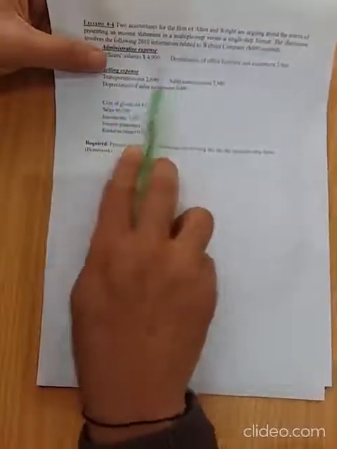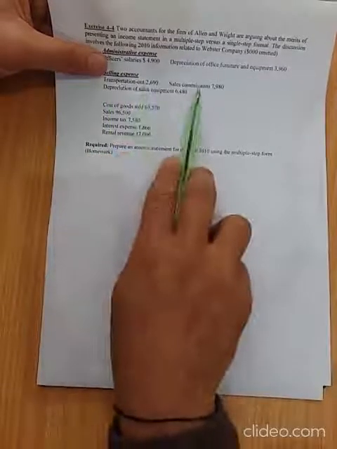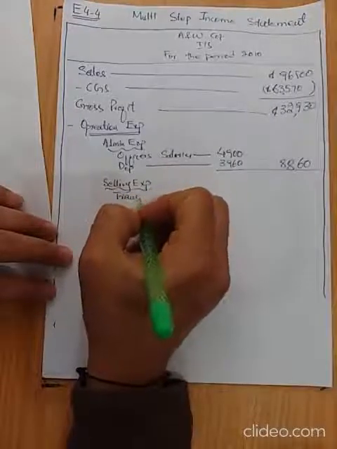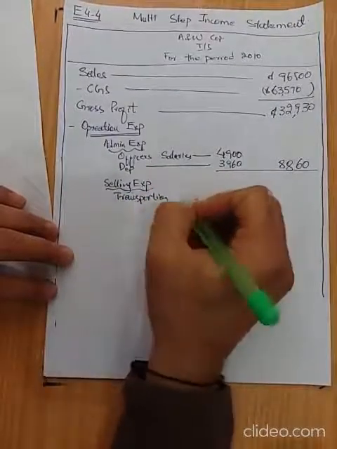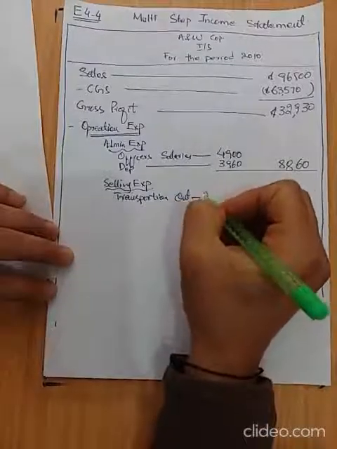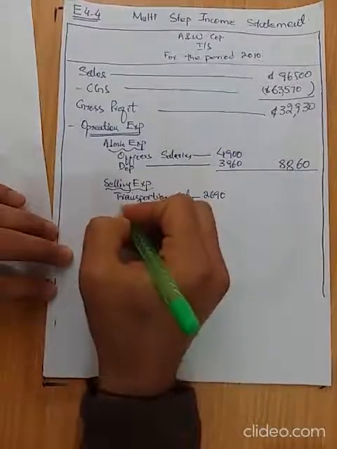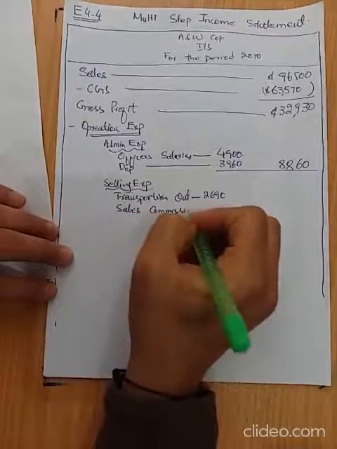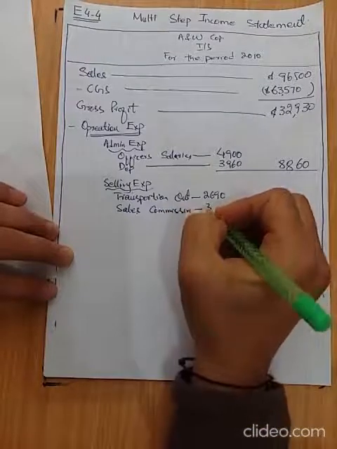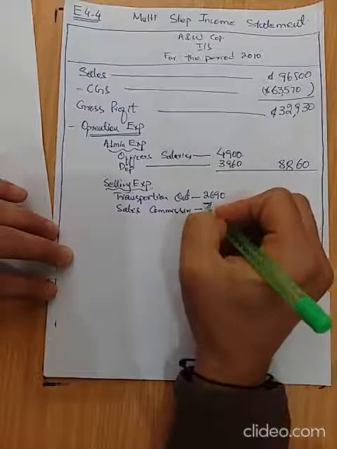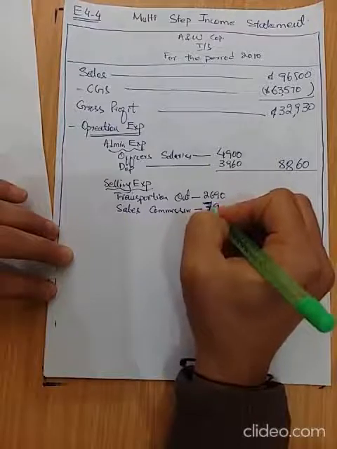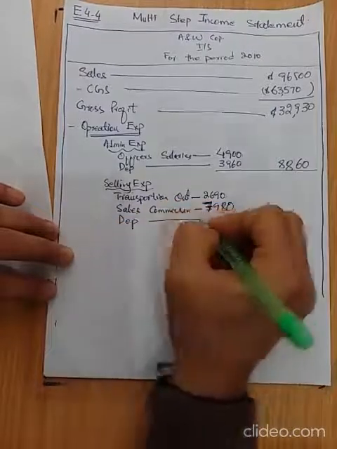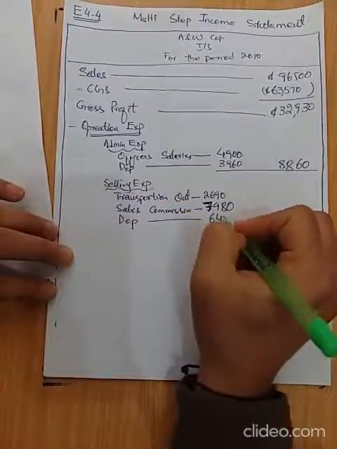Then I will go to the selling section. Selling expenses are three actually: transportation out, sales commission, and depreciation. So let me write them here. Transportation out, which is 2,690. Then we had sales commission, that is 7,980. And we got depreciation related to the sales department as well, which is 6,480.